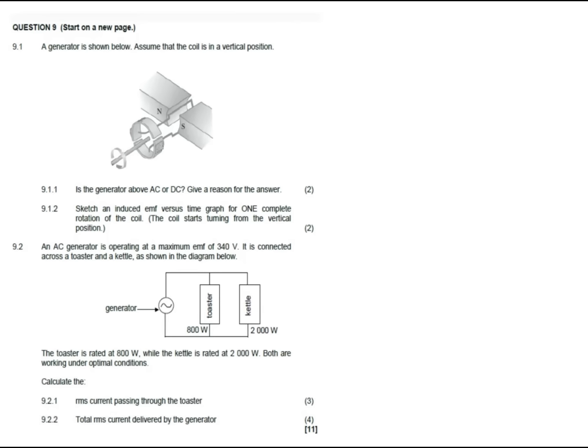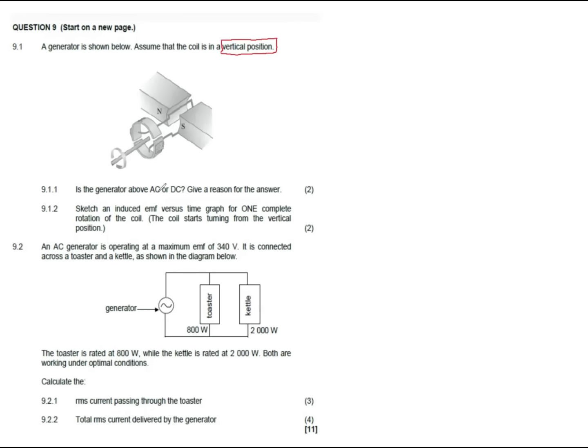Question 9 says a generator shown below. Assume that the coil is in a vertical position. Note that. Assume that the coil is in the vertical position. So in the vertical position, we already know what happens there. In the vertical position, that's where the voltage or the current will be 0.